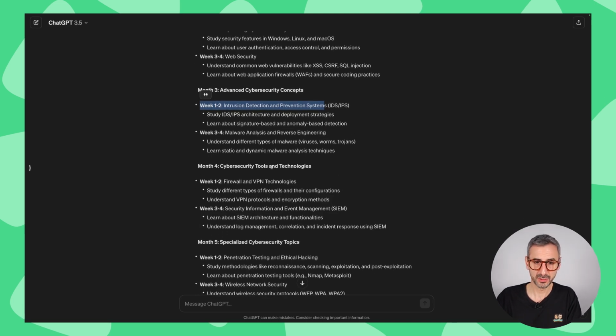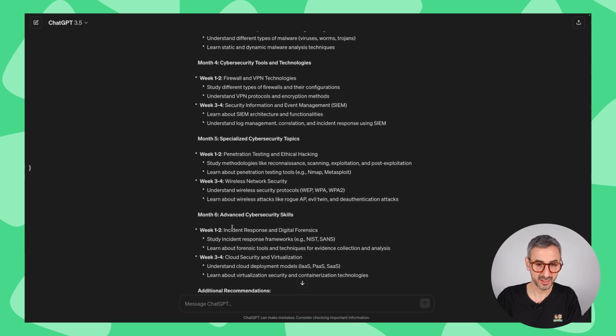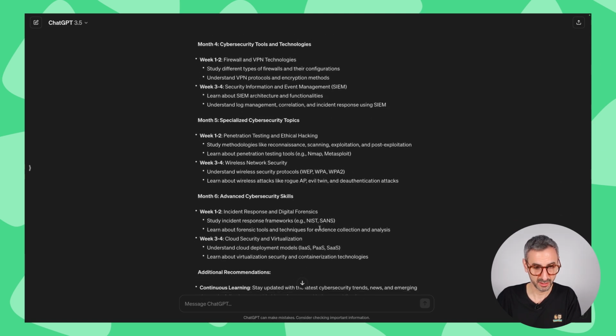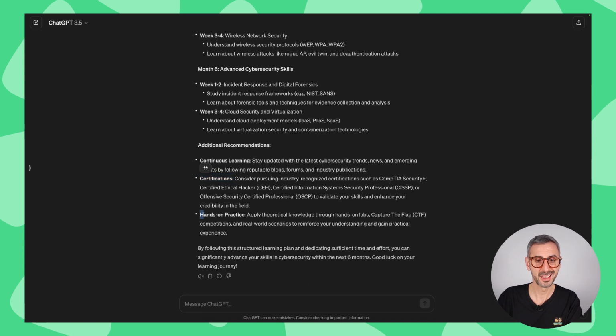Month 4, cybersecurity tools and technology. Month 5, specialized cybersecurity topics. And month 6, advanced cybersecurity skills. Additional recommendation, continuous learning: stay updated with the latest cybersecurity trends, news, and emerging threats. Certifications: consider pursuing industry-recognized certifications. Okay, interesting. And hands-on practice: apply theoretical knowledge through hands-on labs, capture the flag competitions, etc.